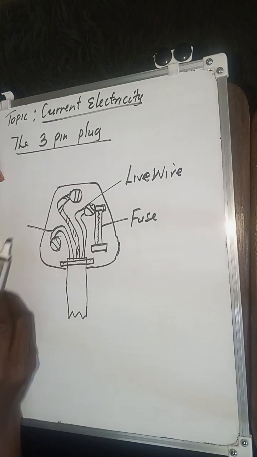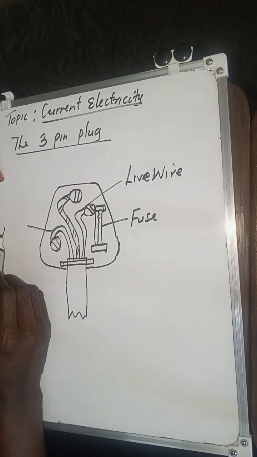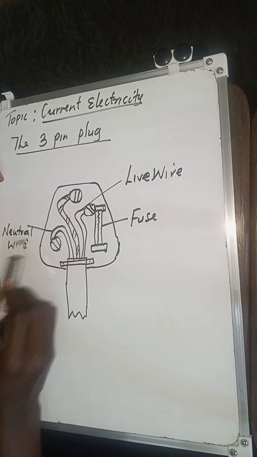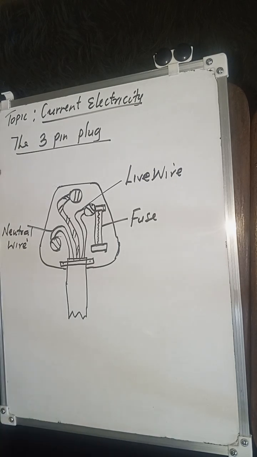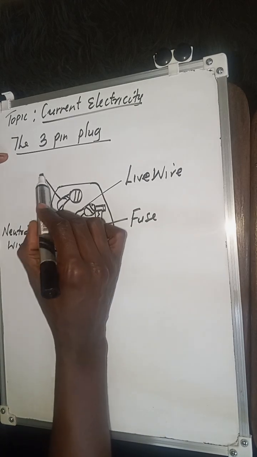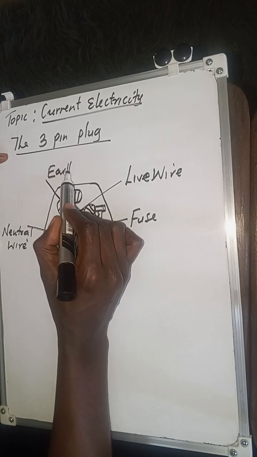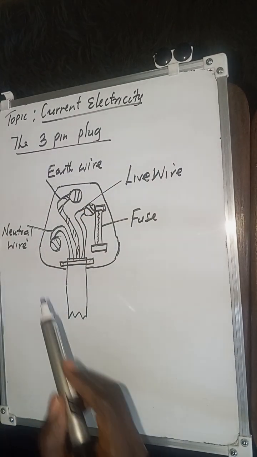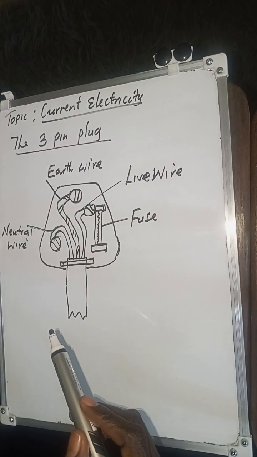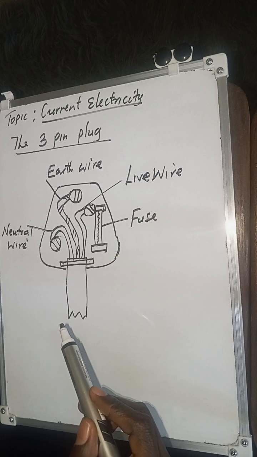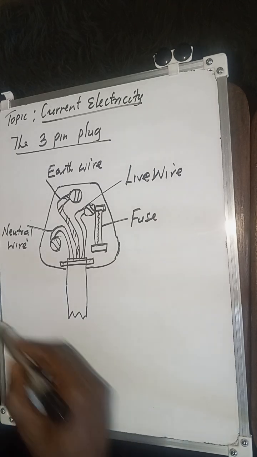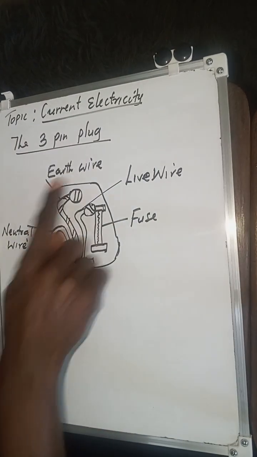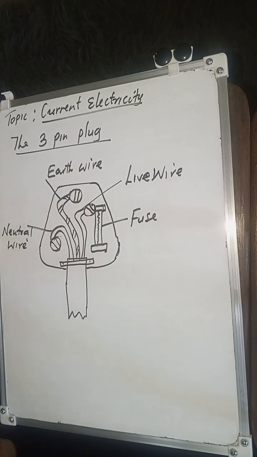Then the wire connected to this side, this is what we simply call the neutral wire. Then this one that you are seeing here is representing what we simply call the earth wire. So you need to know the color codings that you are going to have there. Now, what are the color codings for the live wire, the neutral wire, and the earth wire?